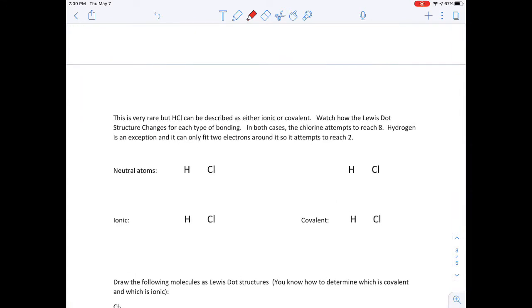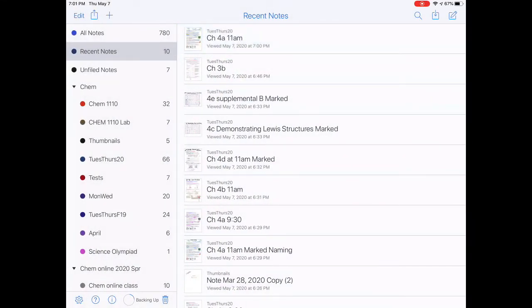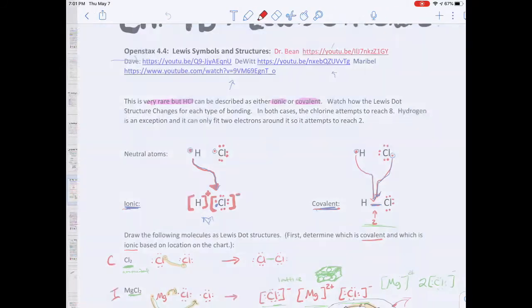Then we talked about how you can form structures. So I'm going to move on to the second set of notes on this. One second. Here we go.